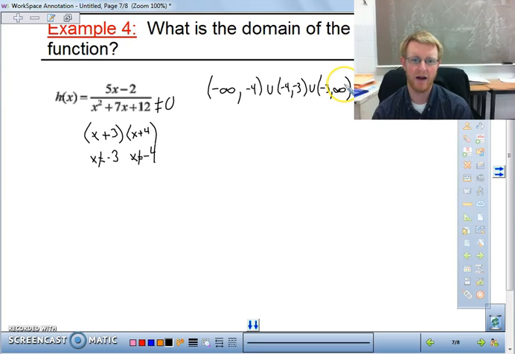This shows that every real number will work except for negative 4 and negative 3, because we have parentheses for all of those, which means they are not included. So that everything works except for those exact points. Real easy to write a domain for these ones once you understand the concept of setting the bottom equal to 0 and figuring out what the factors are and knowing what values will not work.